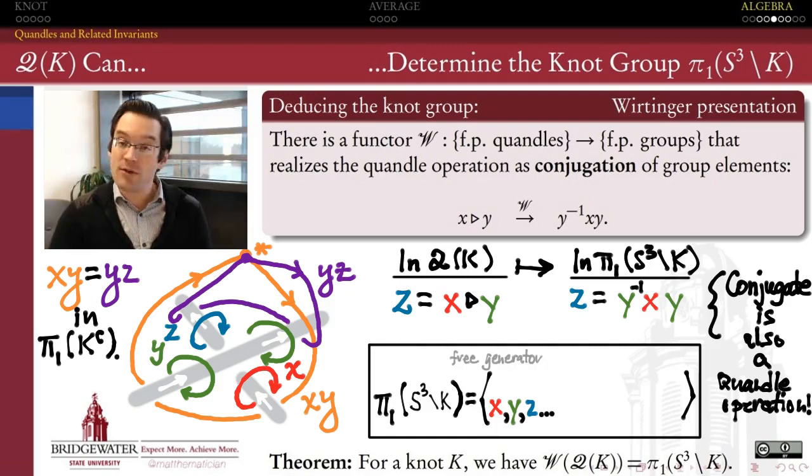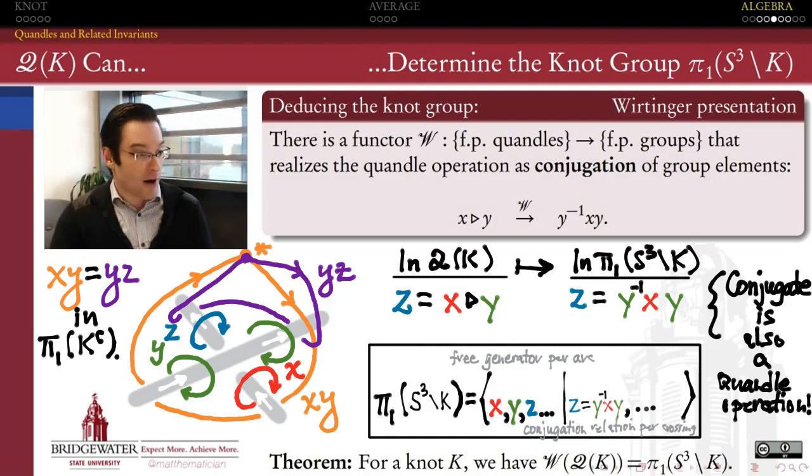So what a knot group looks like according to this is a free group that's generated by the arcs in my knot diagram, x, y, z, and so forth, if I have a bunch more arcs. And the relations in my presentation are just these conjugation relations. Every time I have arcs x, y, and z meeting at a crossing, I will get a relation of the form z equals y inverse xy. So this tells me everything that I could need to know about the fundamental group of the complement of a knot, called the knot group, in what's called the Wirtinger presentation.